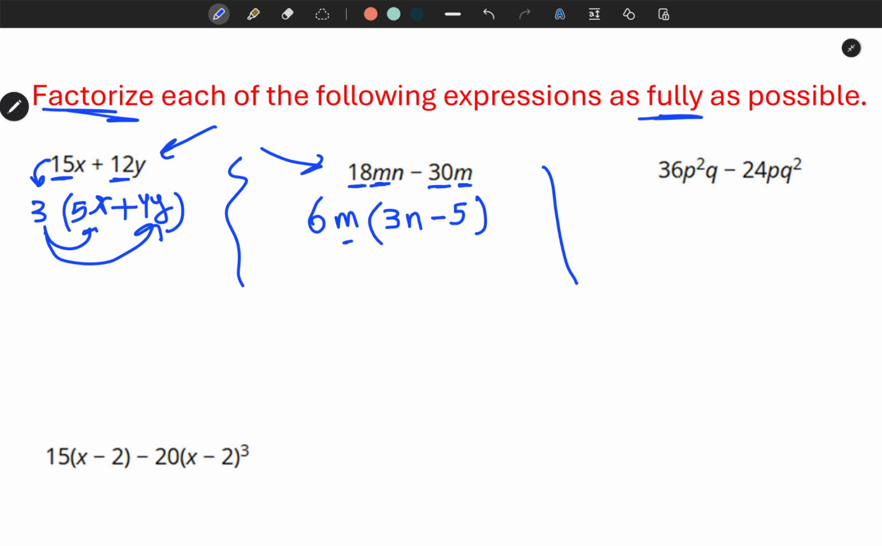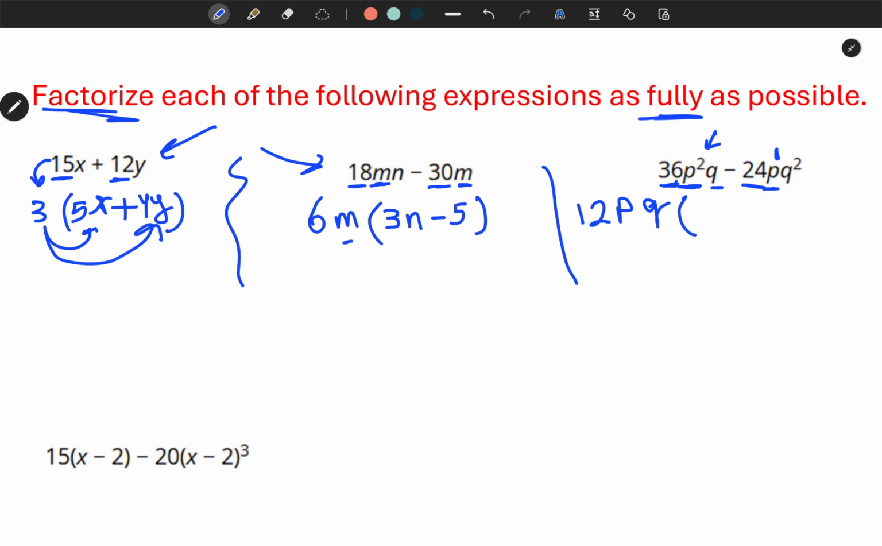Let's take a look at the third question here. 36 and 24. The highest common factor here is not 6. The highest common factor here is 12. And if you take a look, you will find that here we have p squared and here we have p. So you are taking the variable with the lowest power, which means here to the power of 2, here to the power of 1. So you take p to the power of 1. Same thing for q. You take q to the power of 1.